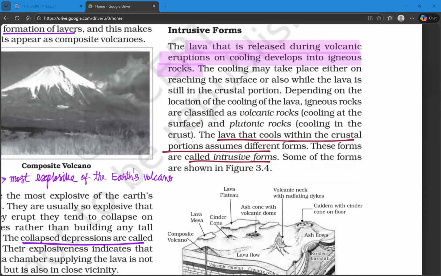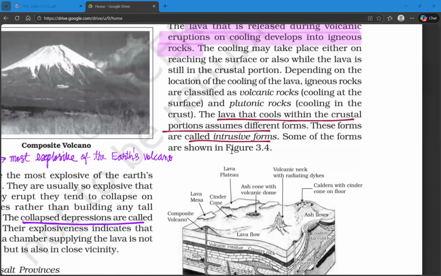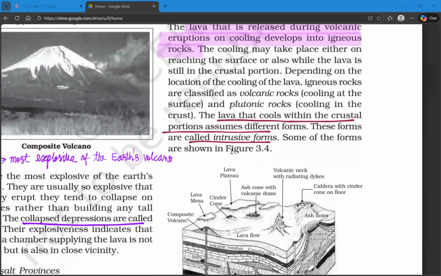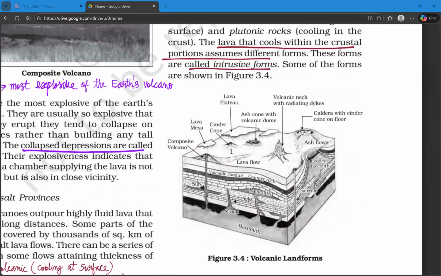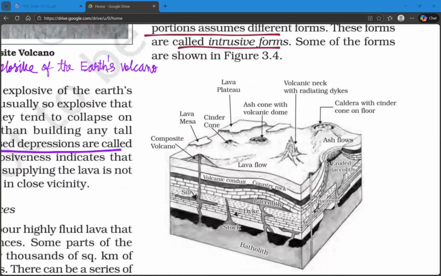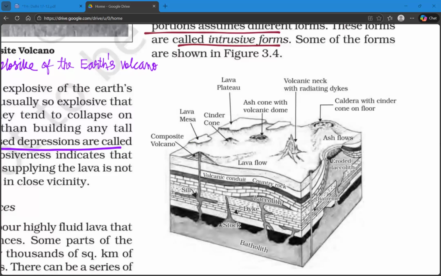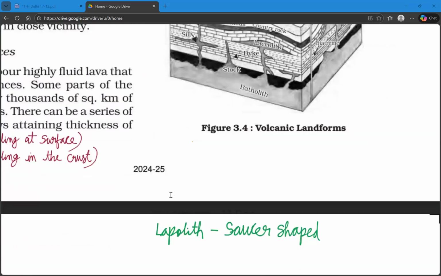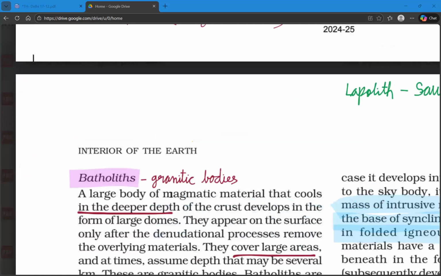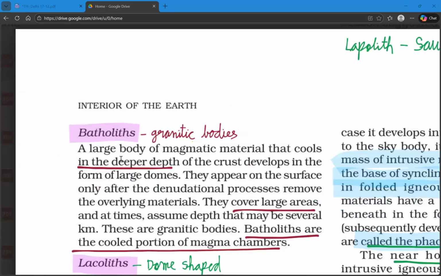And then the lava that cools within the crustal portions assumes different forms. These forms are called intrusive forms. Some of the forms are shown in 3.4. Here, if you see, this is the batholith, this is the bedrock, if you have to say, and then we have sills, laccolith. We'll read in detail. Batholiths are a large body of magmatic material that cools in the deeper depth of the crust, and develops in the form of large domes.